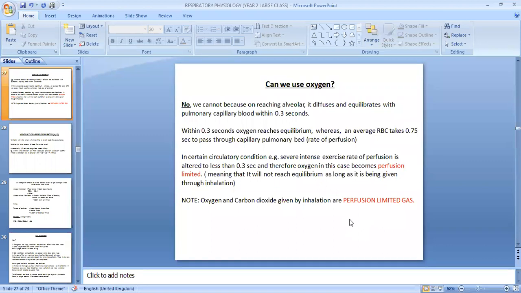Whereas that perfusion, the red blood cell is taking 0.75 seconds to pass through. So all the oxygen will have gotten bound to hemoglobin as long as the perfusion is maintained at that normal rate of 0.75 seconds. And therefore, because of that reason, oxygen is limited to get to an equilibrium with the blood through the normal perfusion. So it's a perfusion limited gas. I don't know how that is making sense.